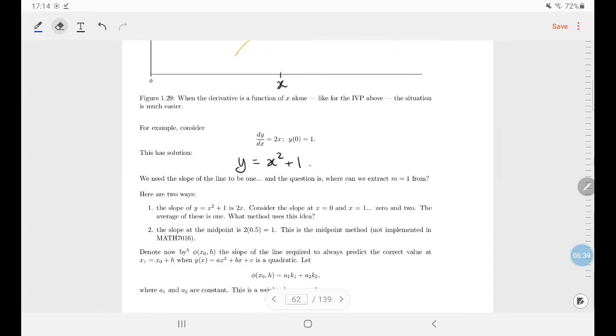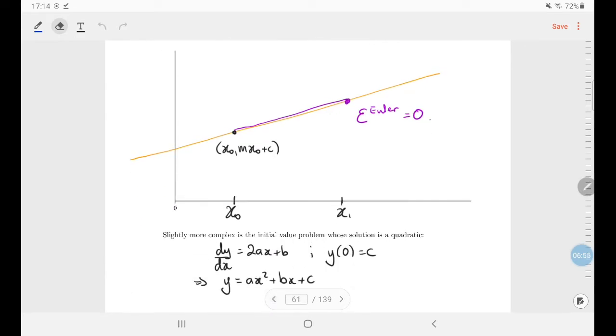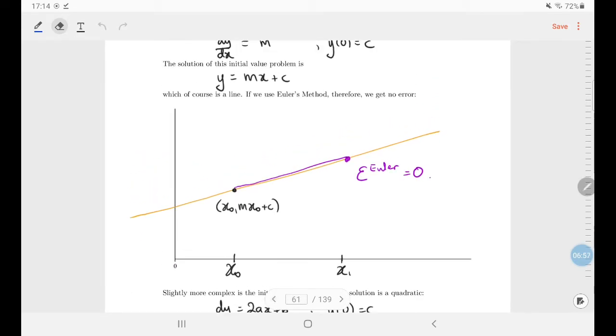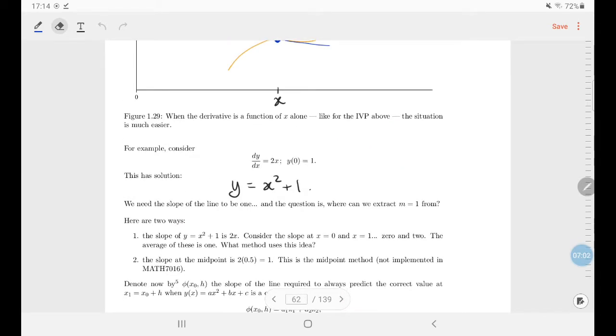So an example, something like this. So now here's the question. If I've got a differential equation where the answer is a parabola, is it possible to get the exact answer? Like the Euler method is no problem. If the solution is a line, we can get zero error. But if the solution is the next most complicated thing, a quadratic, can we get the answer essentially with a line?